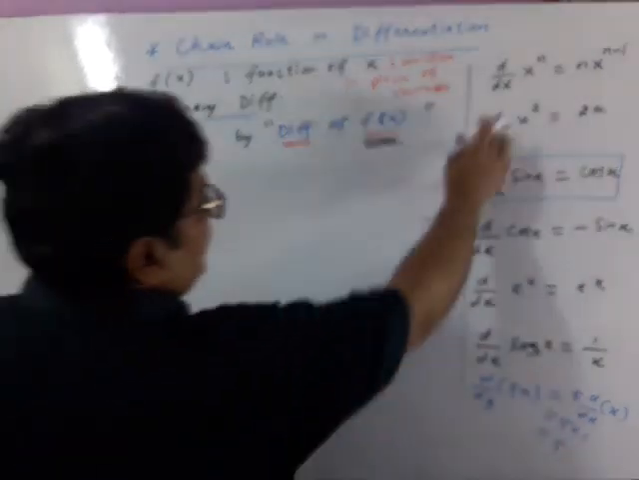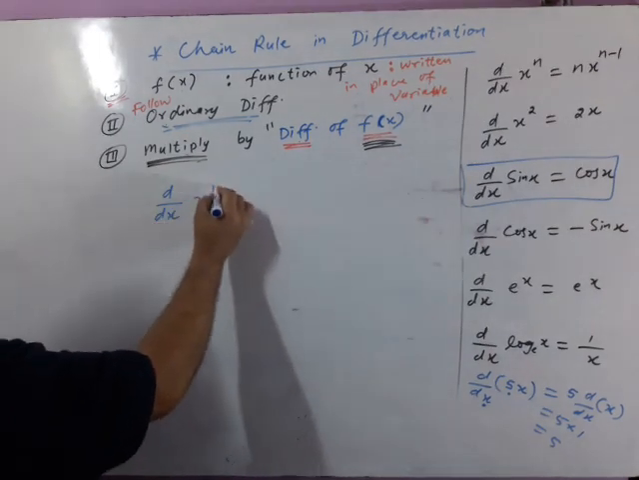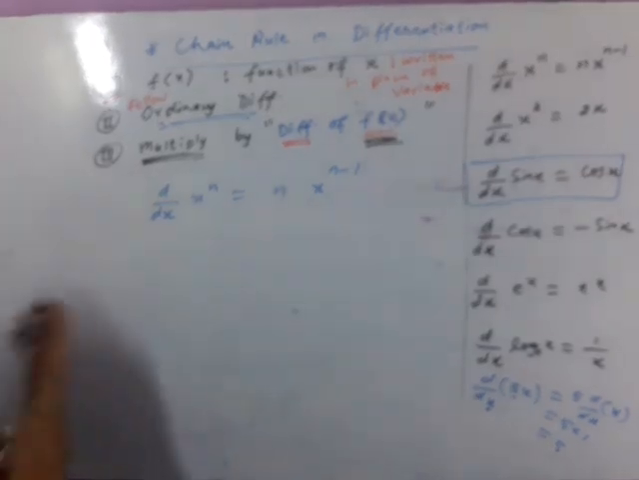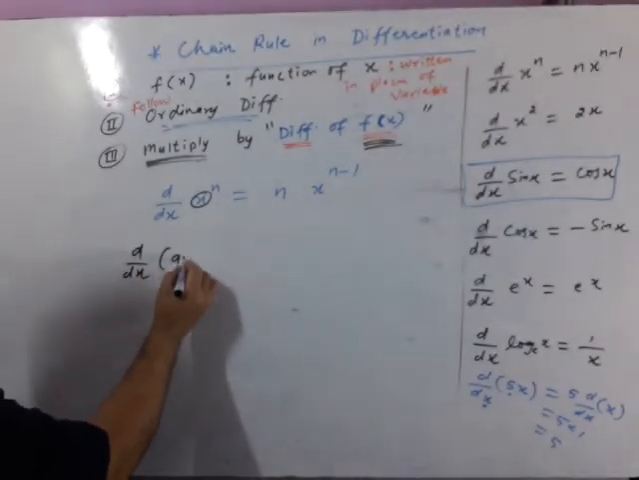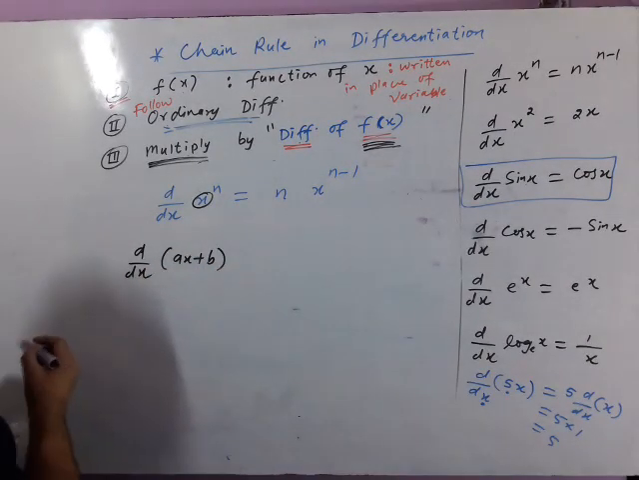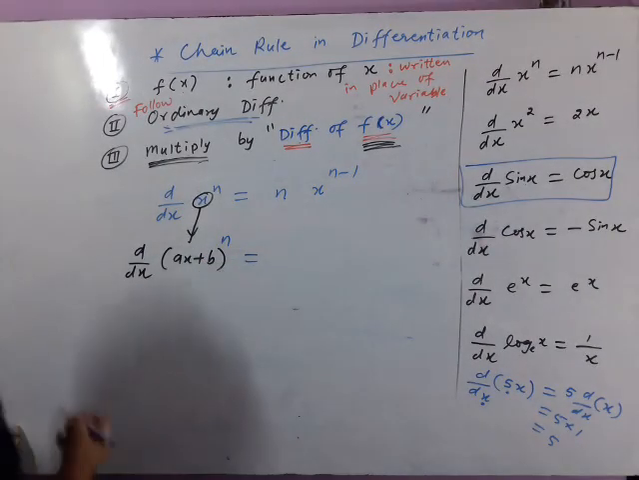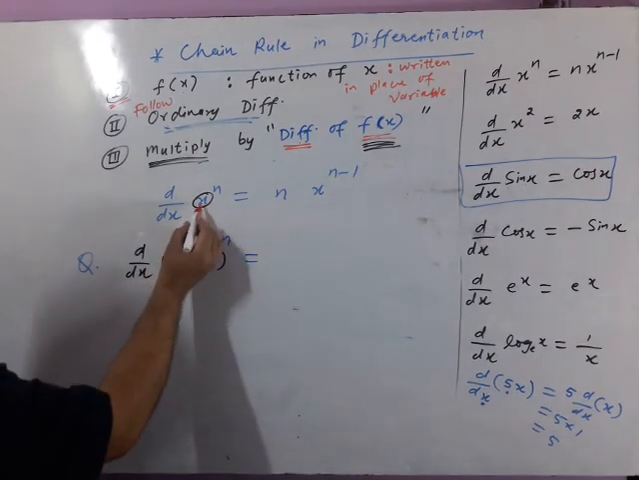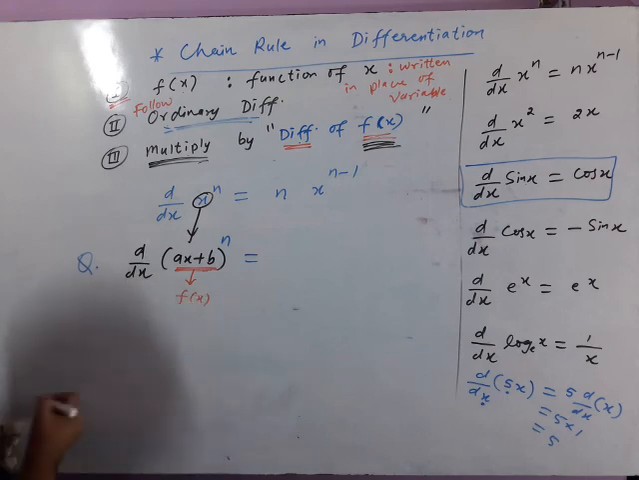Now see the question based on formulae. You know this, dy/dx of x raised to the power n is n x raised to the power n minus 1. Now see, in place of x, we are writing ax plus b, whole power n. What is the answer? This is the question. So you recognized that in place of x, ax plus b is written. So this is called the function of x.